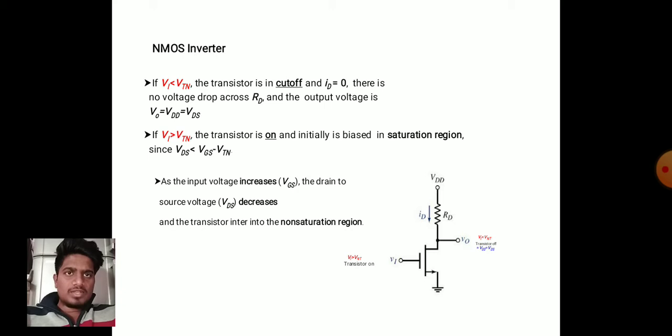NMOS inverter. If Vi is less than Vtn, the transistor is in cutoff and ID equals 0. There is no voltage drop across RD and the output voltage is V0 equal to VDD equal to VDS. If Vi is greater than Vtn, the transistor is on and initially is biased in the saturation region since VDS is less than VGS minus Vtn.